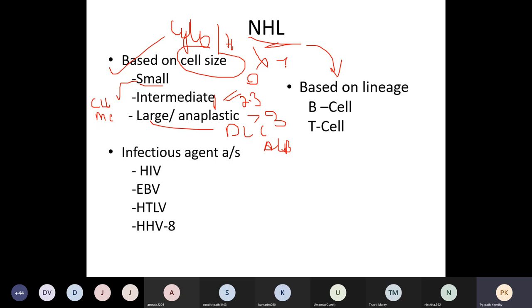In that situation, we describe it like this: if you have a setup where you don't have IHC and flow, then you just have to say lymphoma, probably non-Hodgkin's lymphoma, small cell, or you can give large cell or high grade, like that you will give if you don't have IHC. And if you have a history that the patient is HIV or EBV positive, then you can go for the specific associated lymphomas. Okay, that is how I classify NHLs and how I approach.